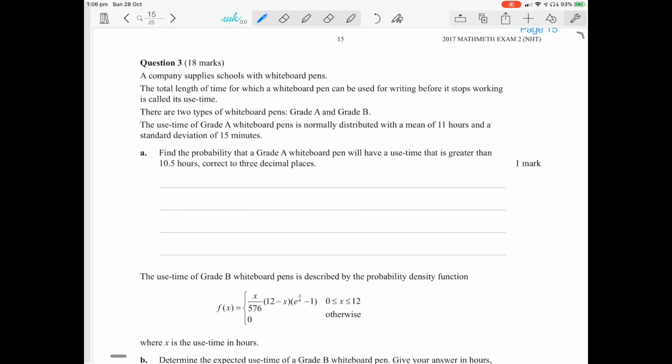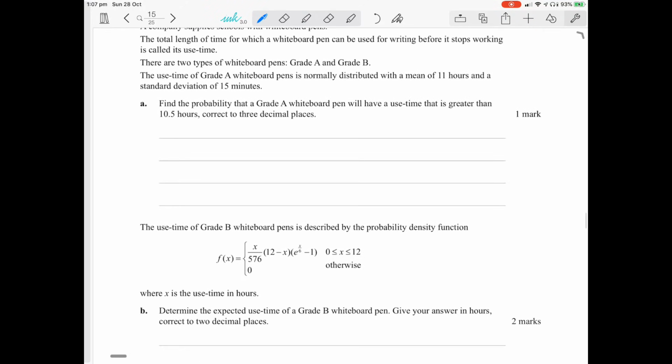A company supplies schools with whiteboard pens. They'll tell you the time for which a whiteboard pen can be used before it stops working. It's called its use time. There are 2 types of whiteboard pens, grade A and grade B. The use time of grade A is normally distributed with a mean of 11 and a standard deviation of 15 minutes. Find the probability the grade A pen will have a use time greater than 10.5.